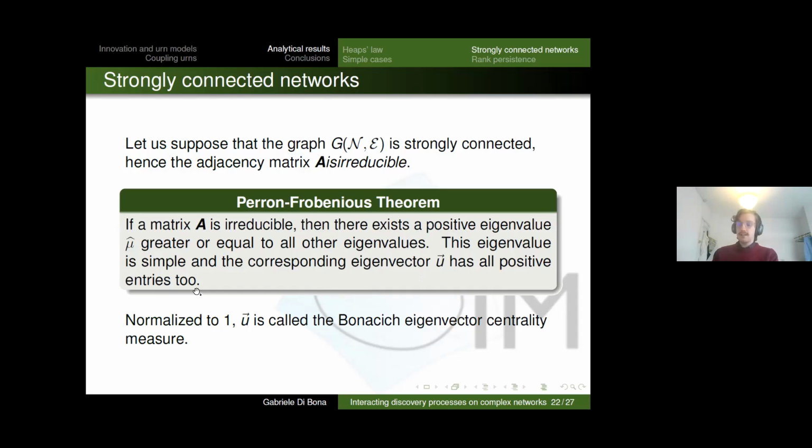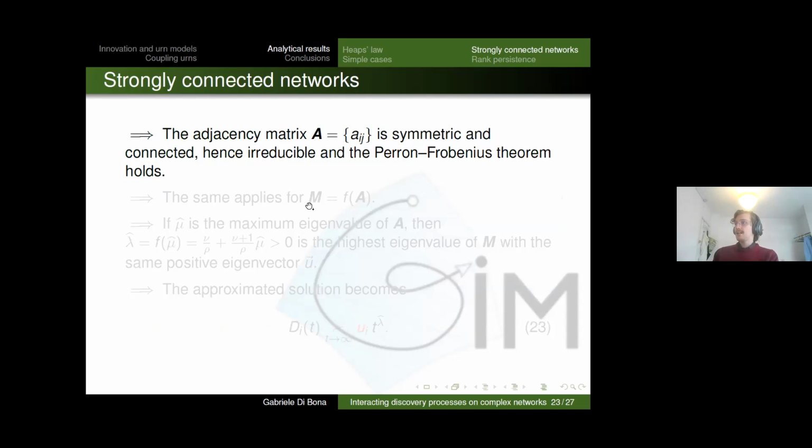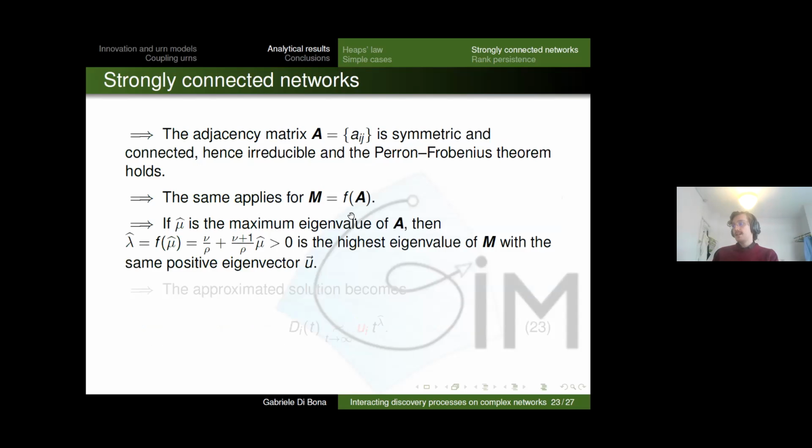Okay, and this eigenvector, for example, is very famous in complex networks because it's also called the Bonacich eigenvector centrality measure, and in fact it accounts for local and global structure of the network. So this can now be applied to our case. We can apply this to our adjacency matrix because it's irreducible, and we can do the same to M because it's a linear function of A and the identity matrix.